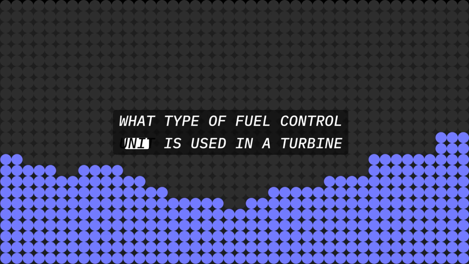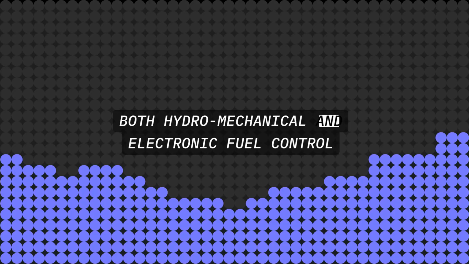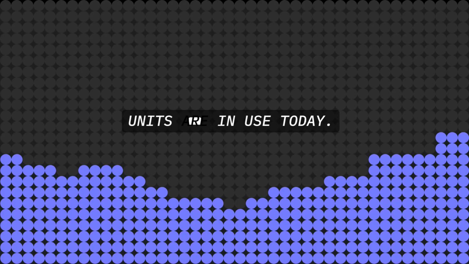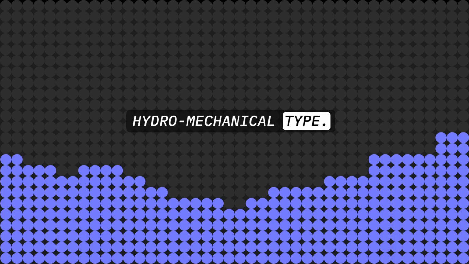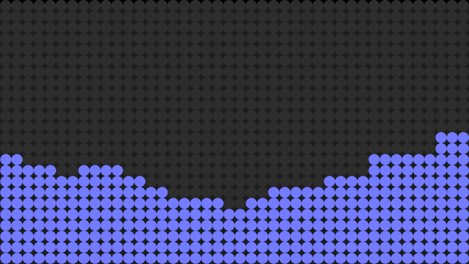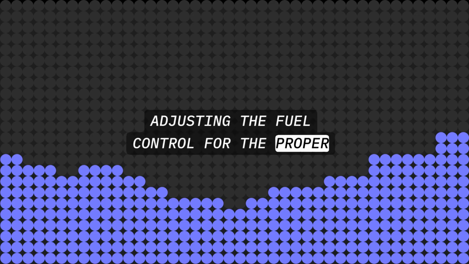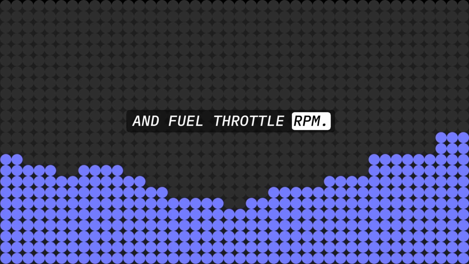What type of fuel control unit is used in a turbine engine? Both hydromechanical and electronic fuel control units are in use today. However, the most common fuel control unit is the hydromechanical type. What is meant by trimming a turbine engine? Adjusting the fuel control for the proper specific gravity of the fuel and the proper idle and full throttle RPM.